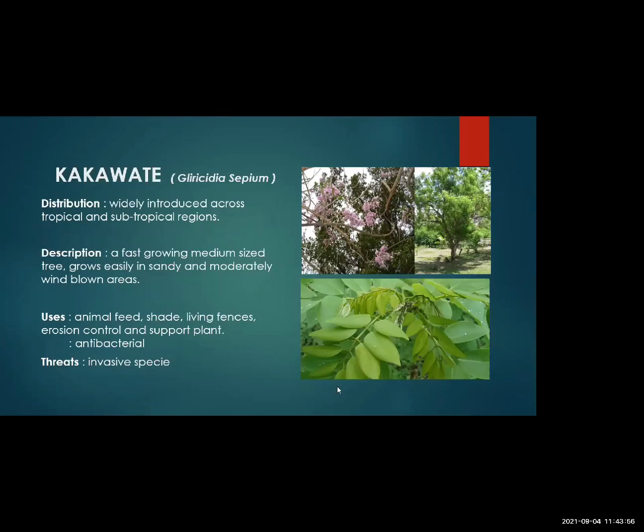Description. A fast-growing medium-sized tree grows easily in sandy and moderately wind-blown areas. So dali ra siya motubo bisag asa sa common ni siya sa ato. Then uses animal feed, shade, living fences, erosion control, and support plant. And the plant itself is also used in antibacterial medicines.